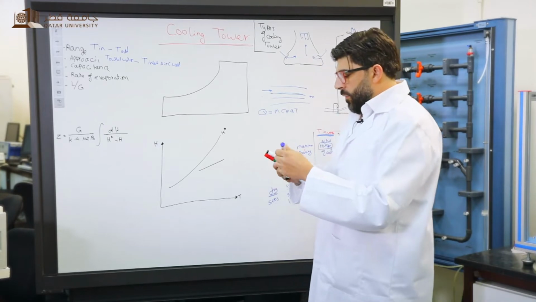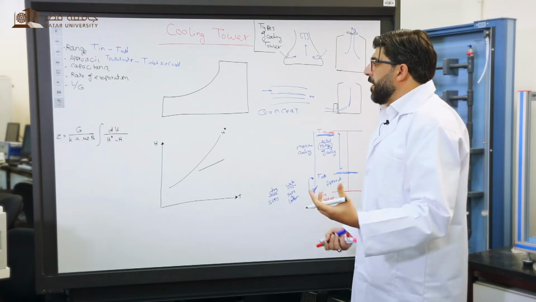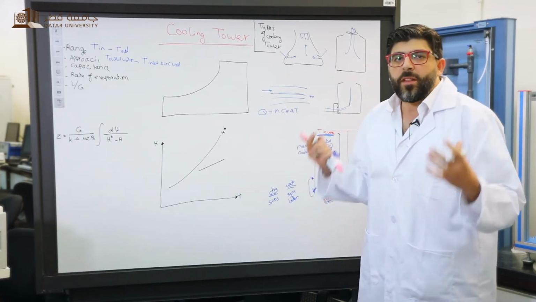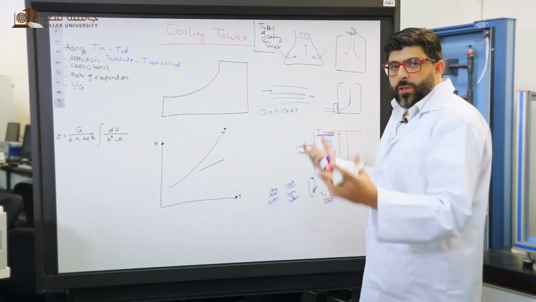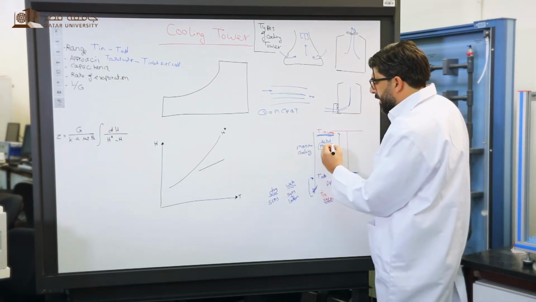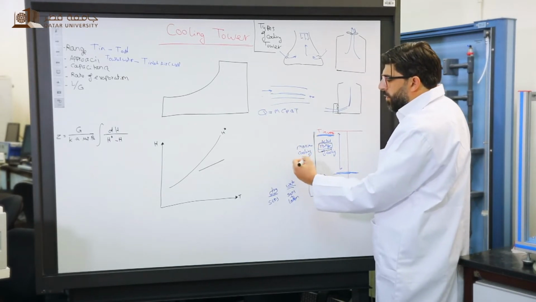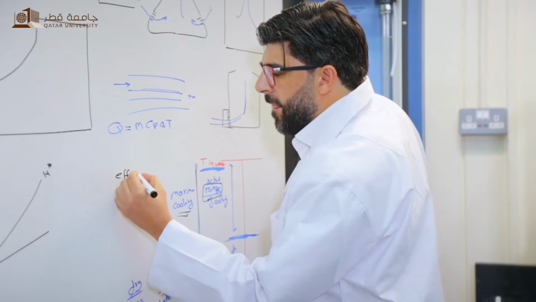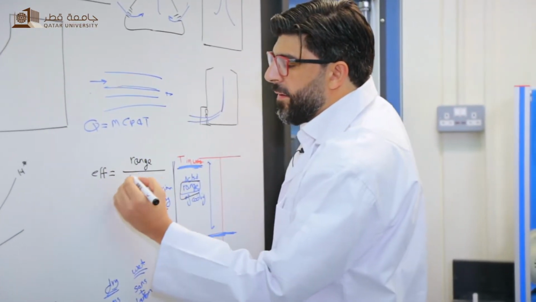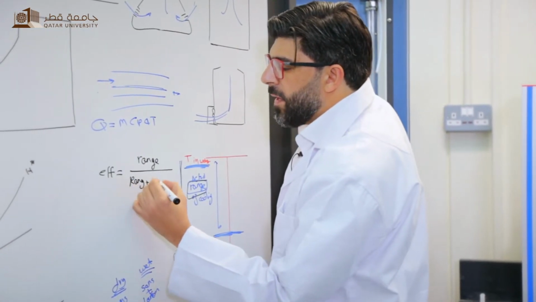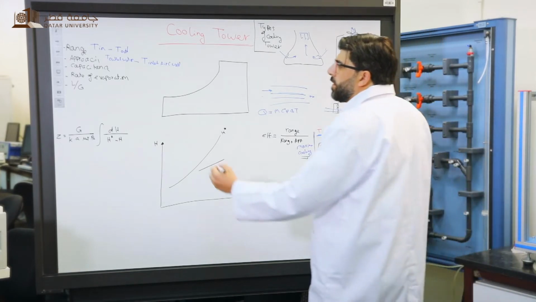We also have effectiveness. What is the effectiveness of a cooling tower? The effectiveness of anything is the actual over the overall, total or maximum. So we have the actual range, and we have the maximum or total. So effectiveness equals range over range plus approach. This is the effectiveness of the cooling tower.